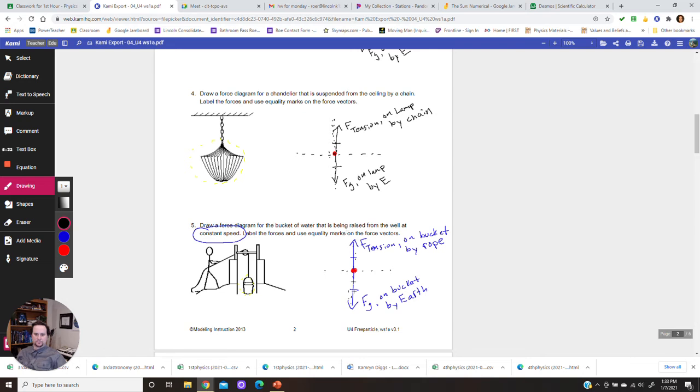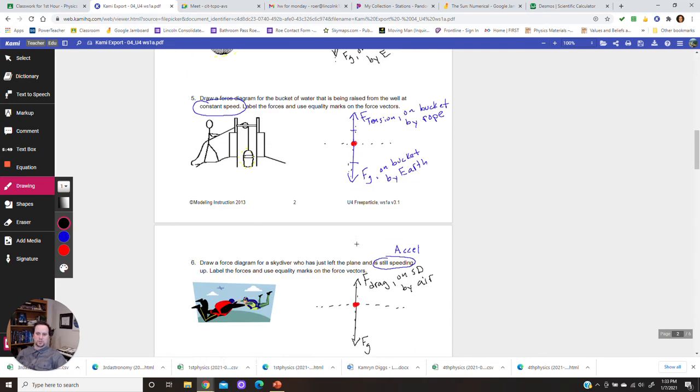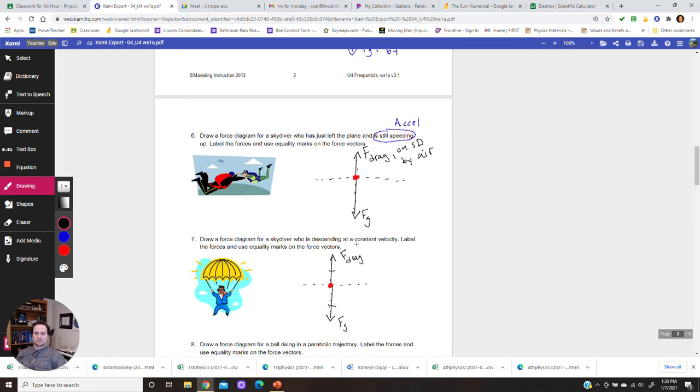Remember that unbalanced forces are not necessary to have an object continue to move or keep moving. They're needed to get it started moving or stop it from moving. It's basically a change in velocity. Speed up, slow down, or change direction needs a force. All right, number 6, this is the diagram for the skydiver who's still speeding up as they're going down.